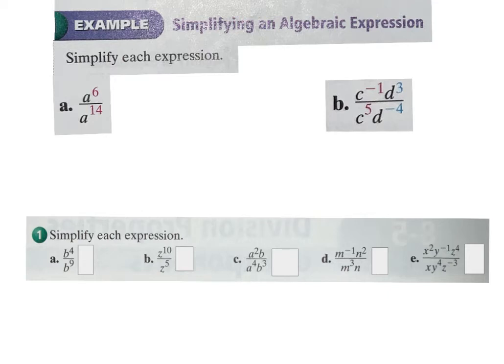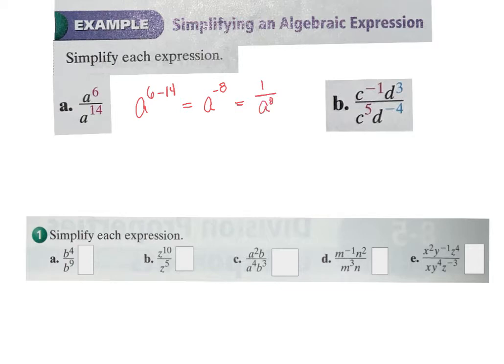They want us to simplify each expression. We have a to the 6th divided by a to the 14th. So we are going to subtract those. A to the 6th minus 14 is a to the negative 8. We can simplify that more. A negative exponent will move it. Right now it's in a numerator position, so that's the same thing as 1 over a to the 8th.